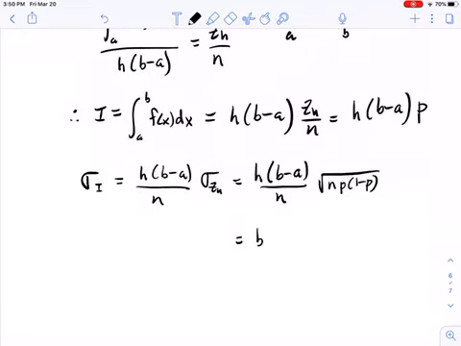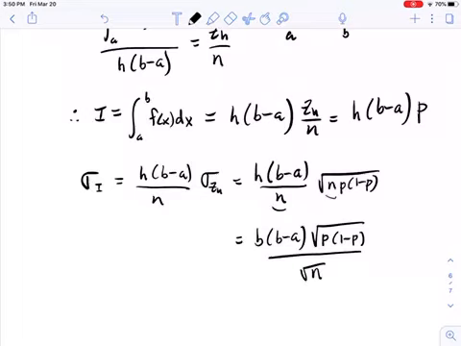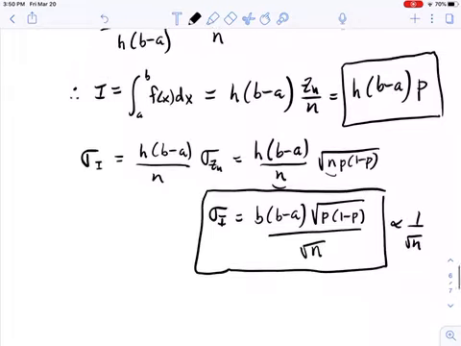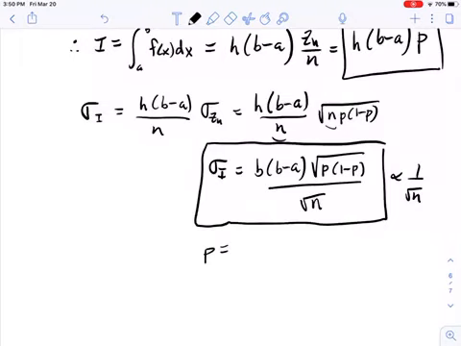And so that's equal to h(b minus a) root p(1 minus p) divided by root n. So we had a square root n divided by n, so we get a 1 over root n. And so this is the value of the integral, and this is the uncertainty in the integral value. Just like for the calculation of pi, that's proportional to 1 over root n. And p is what we measure in the simulation.